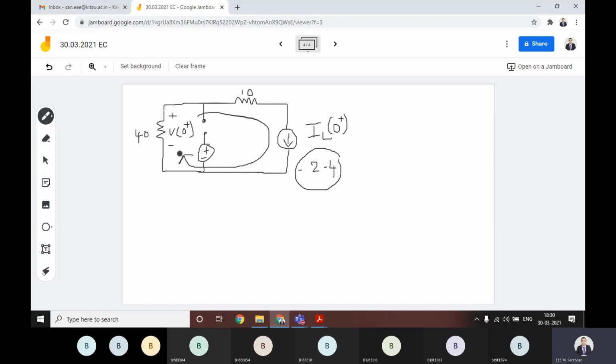Why? Here it is entering at the negative point of this 40 ohm. For that reason, this 2.4 current is entering. That means you will get minus 2.4 into 40. This is the value of V0 plus. Exactly the 96, but it is negative, with the negative sign.